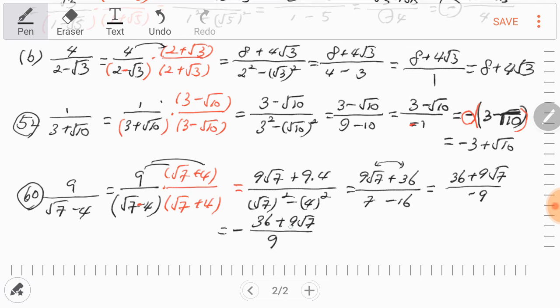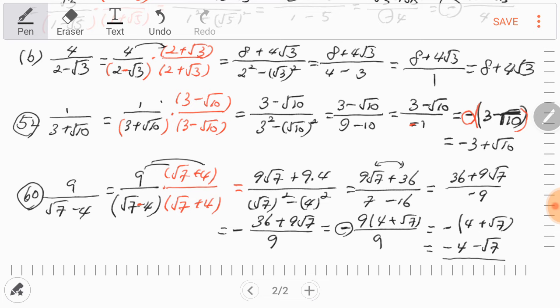And 9 and 36, is there any common factor? I'm sorry, 9. So you can factor out 9 from the numerator. This negative sign is outside. Square root of 7. The denominator is 9. Then we can cancel out this 9. So negative, the numerator, 4 plus square root of 7. Then finally, multiply negative, so negative 4 minus square root of 7.